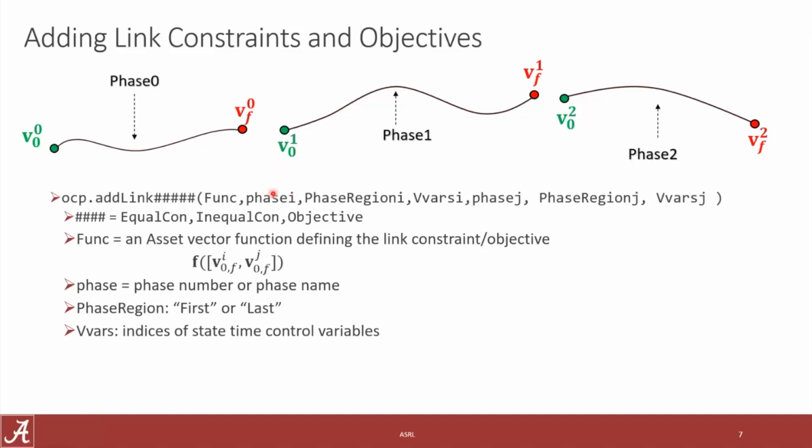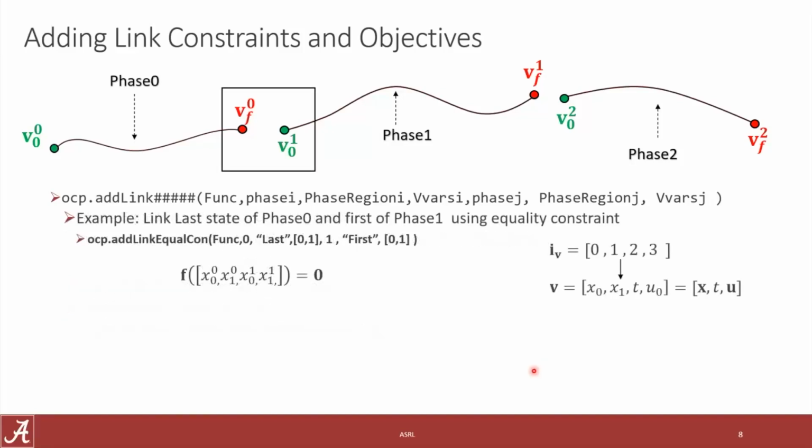We're passing in some phase that's in the optimal control problem, along with that phase's phase region, and then the parameters that we want to pass to that function from this phase, and then a different phase that we're going through with regions that we pass in. So for example, we can do an add link equalcon and say, hey, we want state 0, 1 to be equal between phase 0 and phase 1. So we can take some function that's going to assess the difference between those states.